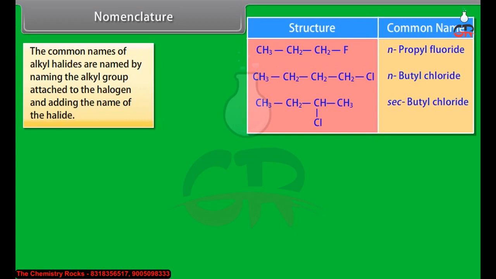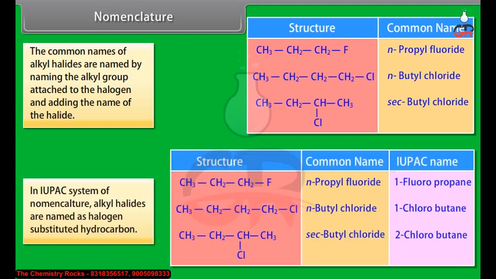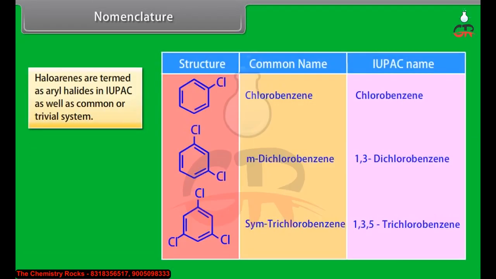Nomenclature. The common names of alkyl halides are named by naming the alkyl group attached to the halogen and adding the name of the halide. In the IUPAC system of nomenclature, alkyl halides are named as halogen substituted hydrocarbons. Haloarenes are termed as aryl halides in IUPAC as well as common or trivial system.